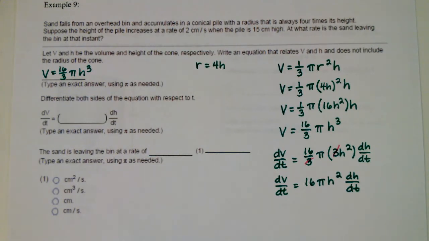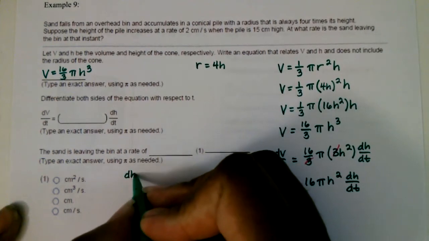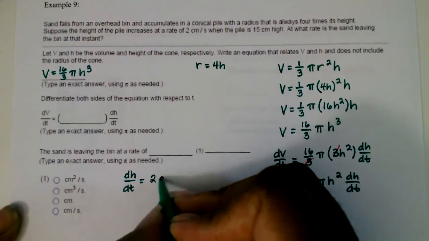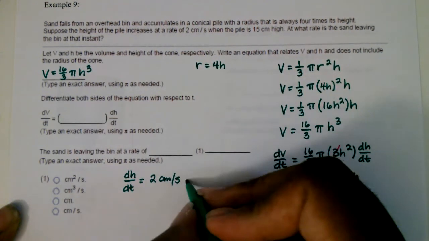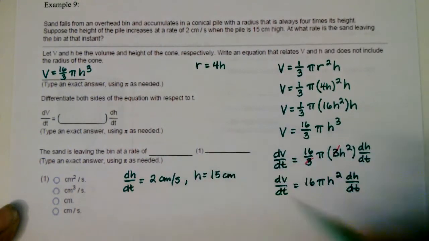Okay, so now let's identify what we already have and then just substitute in this equation. We're told that the height of the pile increases at a rate of 2 centimeters per second. So that's dh/dt right there. Height is changing at a rate of 2 centimeters per second, and it's going to be positive since it's increasing. And that is when the pile is 15 centimeters high. That's your height, 15 centimeters.